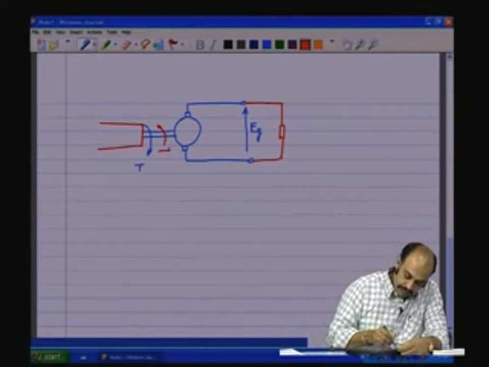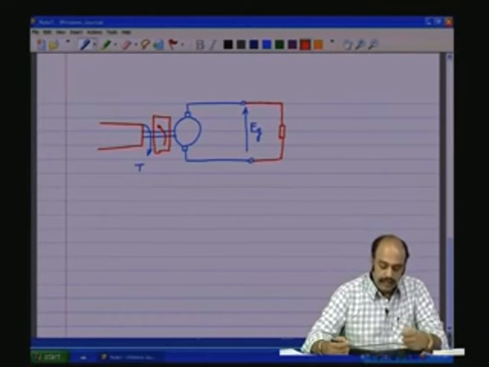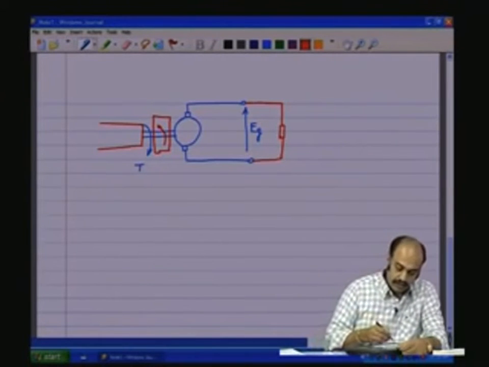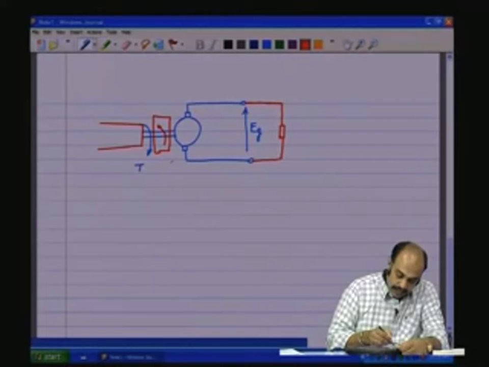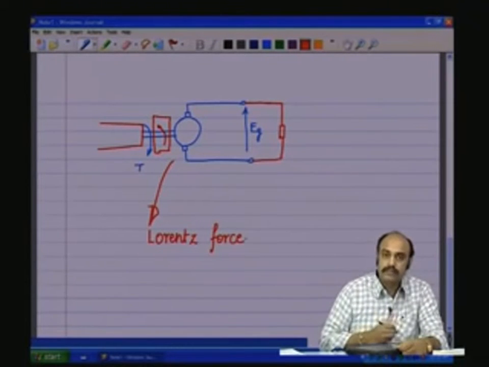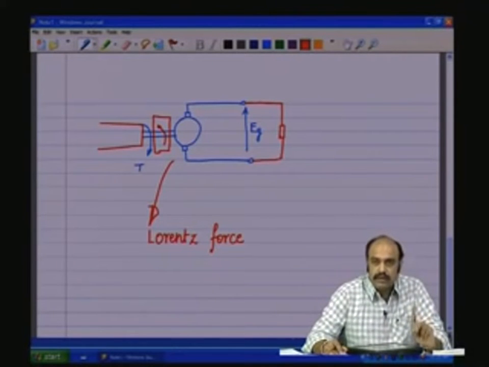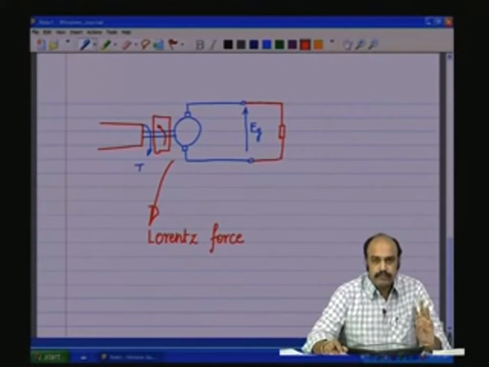How does this happen? How does this loading effect back onto the shaft happen in a DC machine? Because that is an important thing to understand, and that is happening by means of what is called the Lorentz force. So, we saw that in the DC machine there are two important equations that you need to remember.